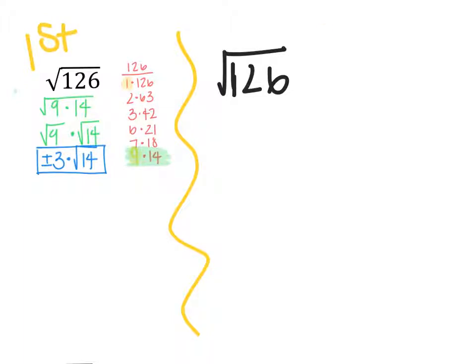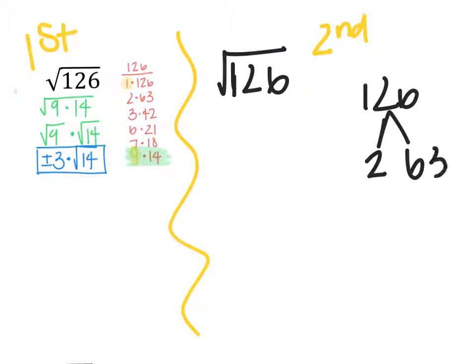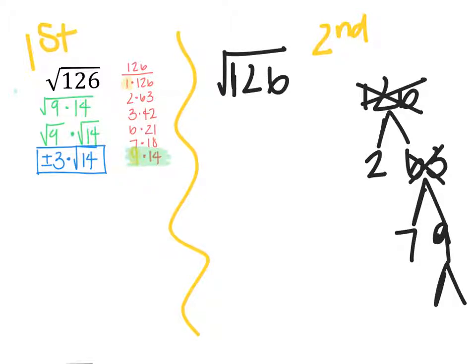And now we're going to do the second method, which is where we're looking for our prime factors. So 126, if I prime factor it, if I do a factor tree, well, I know that's 2 times 63. I'm going to mark out 126 because I factored it. I can't factor 2, but I can factor 63. 63 is 7 times 9. I can't factor 7, but I can factor 9, which is 3 times 3. So that 9 is gone.